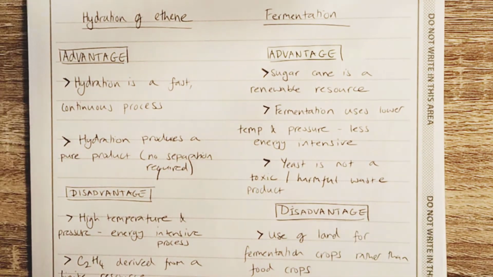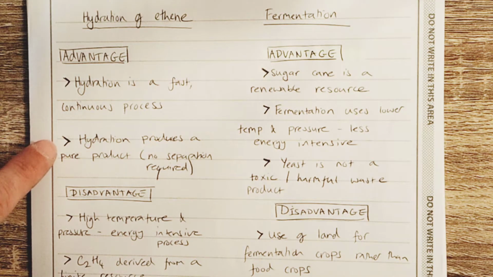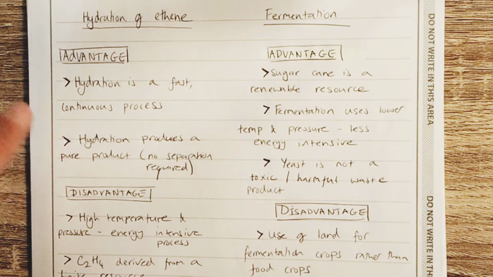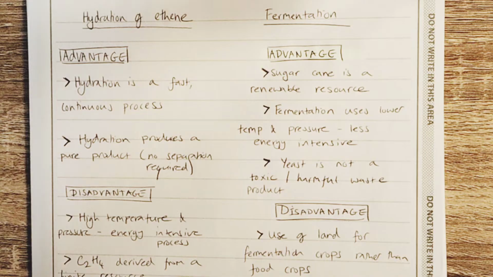So the advantages for the hydration of ethene would include it's a fast, continuous process, and that the hydration of ethene produces a pure product, just ethanol. The advantages of fermentation are that sugarcane is a renewable resource. We can grow it continuously. Fermentation uses lower temperatures and pressures compared to the hydration of ethene, which is less energy intensive, and that will mean less fossil fuels being burnt to generate energy, for example. And yeast is not a toxic or harmful waste product.